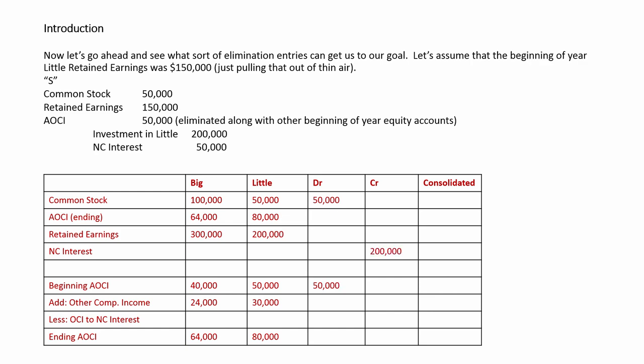Okay, let's go ahead and post those to the worksheet. And again, I want to focus here on the bottom half of the worksheet. So again, we debit common stock, we debit beginning retained earnings way up in the middle part of the worksheet, not shown on this presentation. And we go ahead and credit the non-controlling interest.